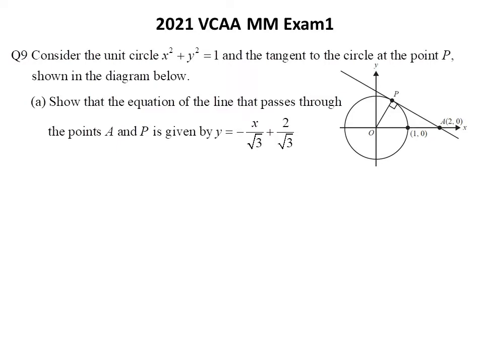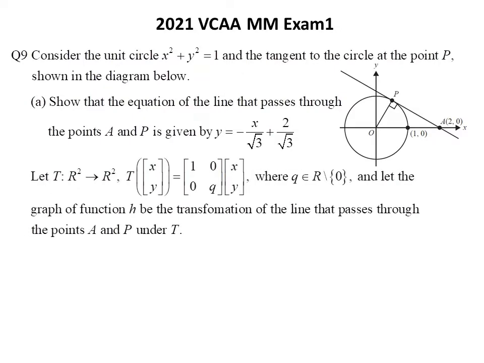Part A of this question is to show that the equation of the line that passes through the points A and P is given by y equals negative x over square root of 3 plus 2 over square root of 3. Then the line equation is transformed to new function. According to the 2 by 2 transfer matrix, Q is the dilation factor from x-axis.